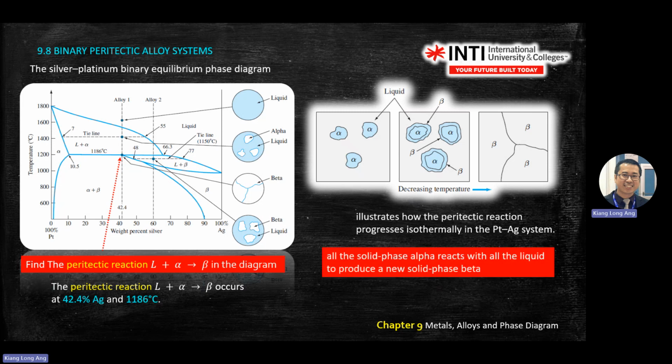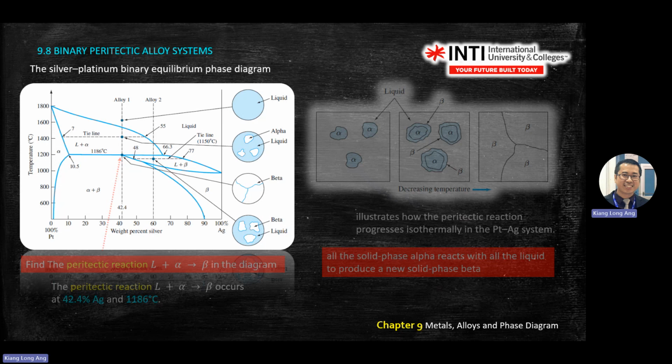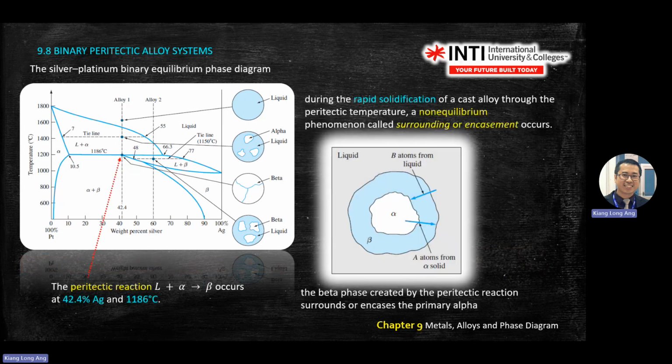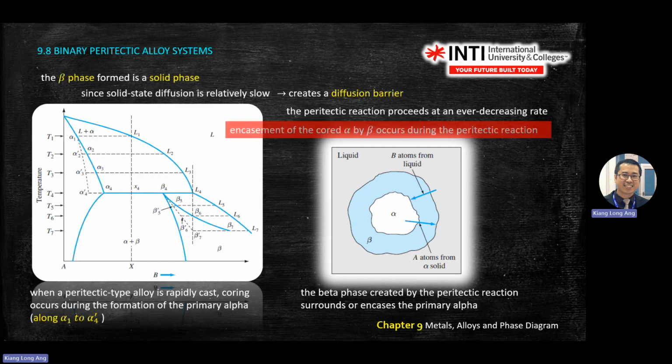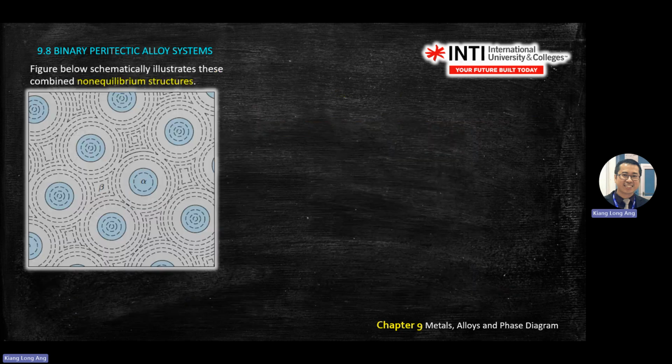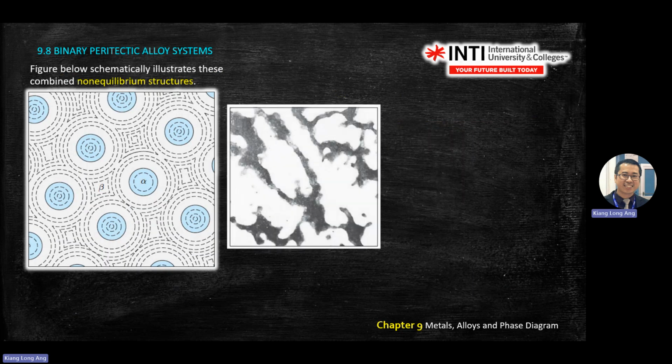Yeah, peritectics. Alpha plus beta become beta. Beta will surround it, it will cover the earlier alpha. So when you see the word encapsulation or encasement, it is a rapid cooling, non-equilibrium phenomenon. Okay, the rest you read. Read. You'll see something like this under the microscope.